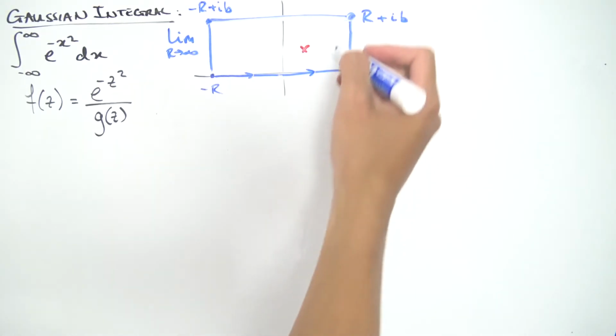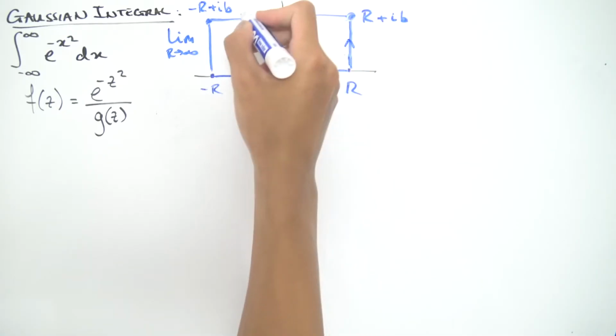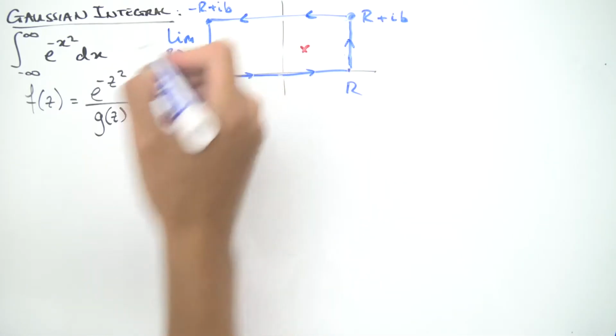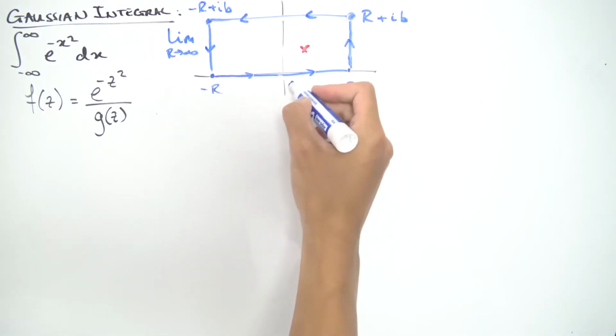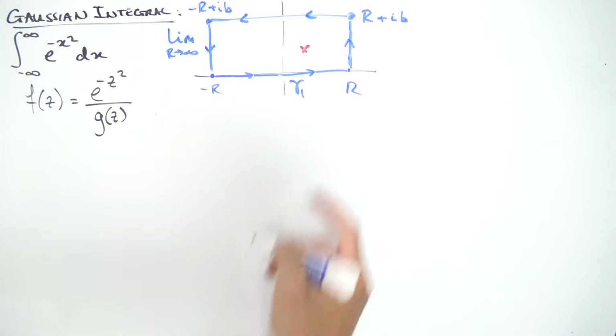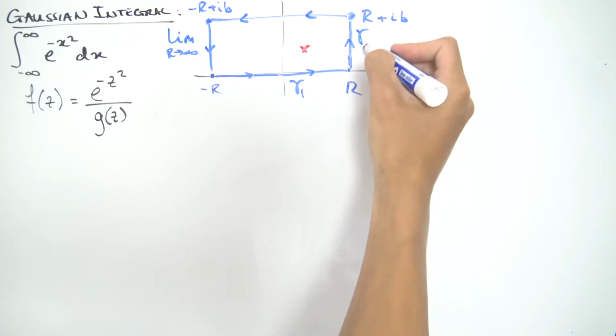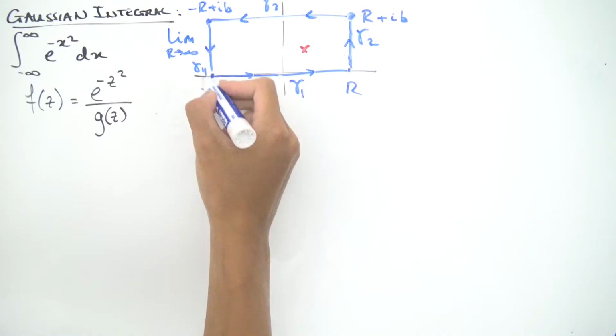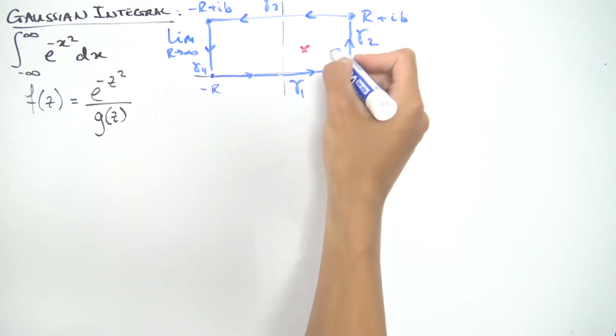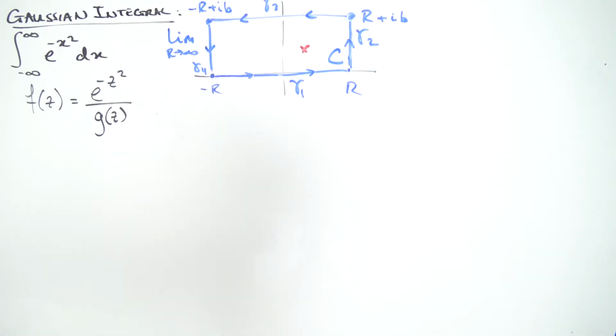Okay, and we're going to traverse this rectangle in the positive direction, so anti-clockwise, and let's give each of these separate paths a name. Let's call the bottom path gamma 1 and the right path gamma 2. Then we have gamma 3 and gamma 4 down here, and let's call the whole entire contour C. Alright, so we have our box set up, which is quite nice. Let's write out a couple of integrals now.